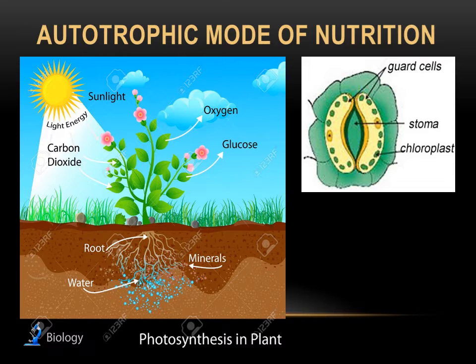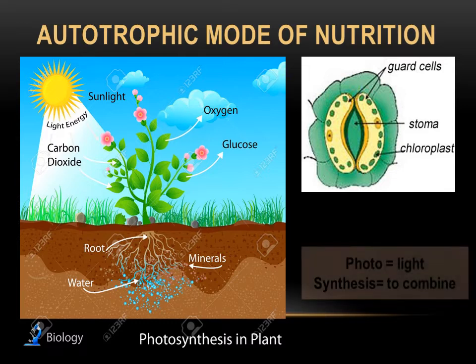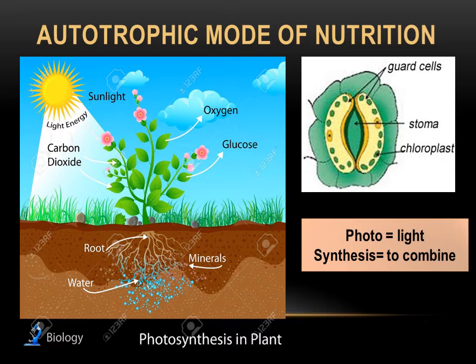Leaves have a green pigment called chlorophyll. It helps leaves to capture the energy of the sunlight. This energy is used to prepare food from carbon dioxide and water. Since the synthesis of food occurs in the presence of sunlight, it is called photosynthesis. Photo means light and synthesis means to combine.